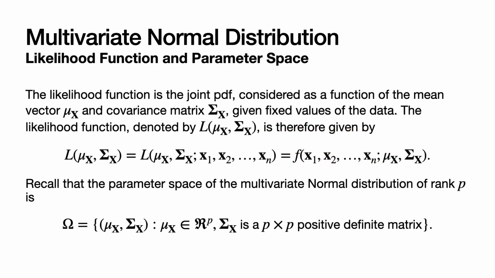Now, as before, the likelihood function is the joint PDF, considered as a function of the mean vector mu sub x and the covariance matrix capital sigma sub x, given fixed values of the data. We denote the likelihood function again using uppercase L, and so it's equal to the joint PDF. Recall that the parameter space of the multivariate normal distribution of rank p is the set of all ordered pairs where the first coordinate can be any point in p-dimensional Euclidean space, and the second coordinate is a p by p positive definite matrix.